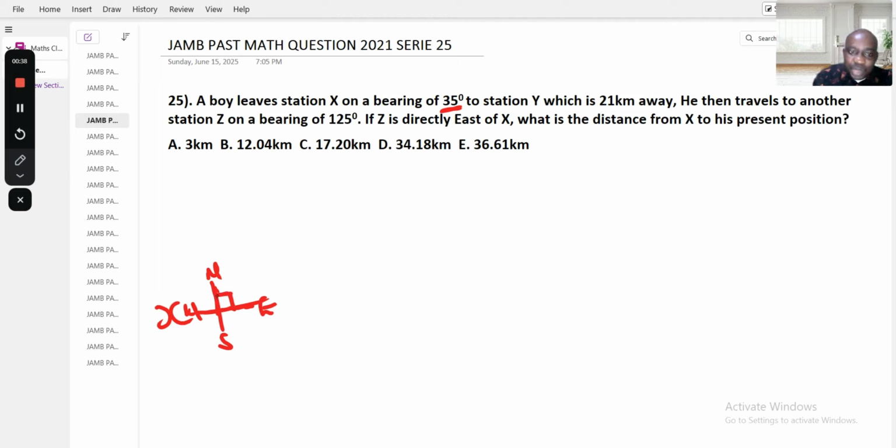We now count it from here. 1, 2, 3, 4, 5, 6, 35. The middle one here is 45. We just count from here, 35 degrees. It means that from here to here it is 35 degrees, isn't it? We now draw how many? 21 kilometers away.